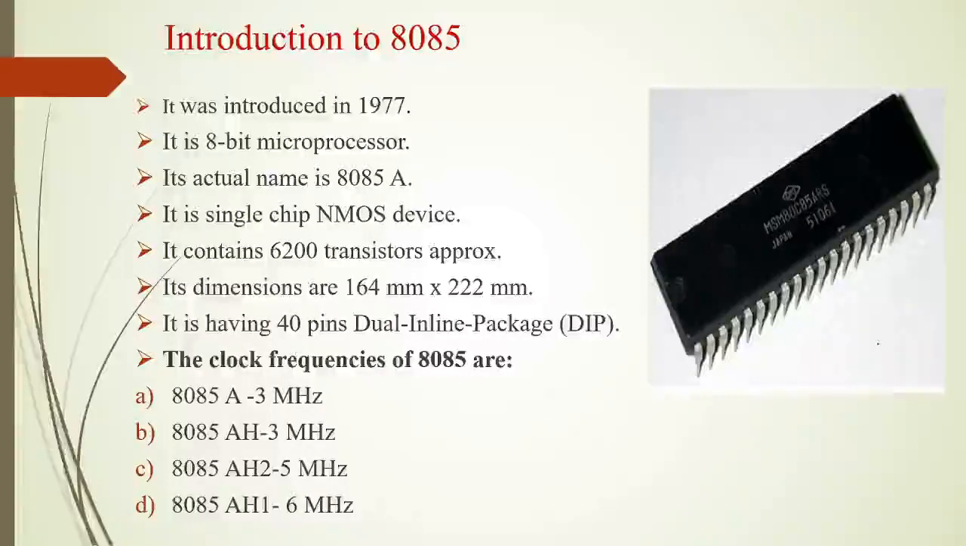Now the clock frequency of 8085. Suppose you are operating with 8085A, then you will get 3 megahertz as the clock frequency. A similar clock frequency you will get with 8085AH. If you are operating with 8085AH2, then 5 megahertz clock frequency will be obtained at the output. And if you are operating with 8085AH1, then 6 megahertz clock frequency will be obtained at the output.